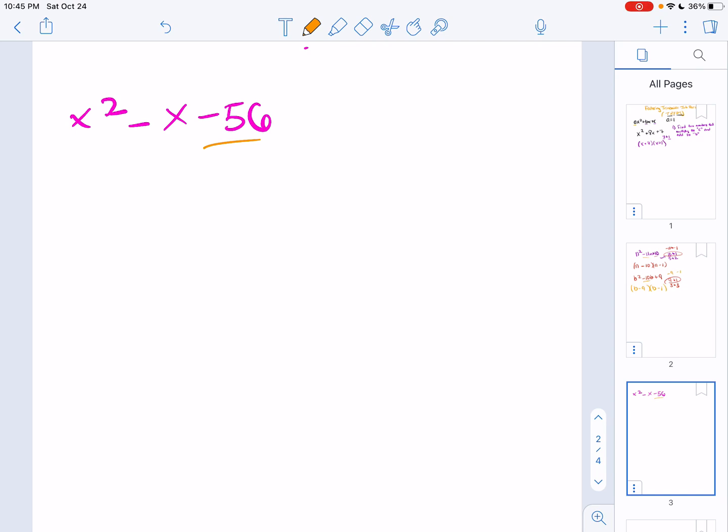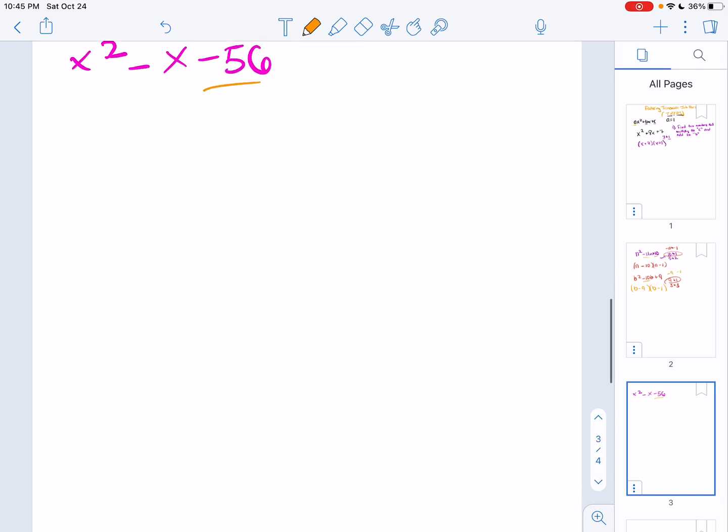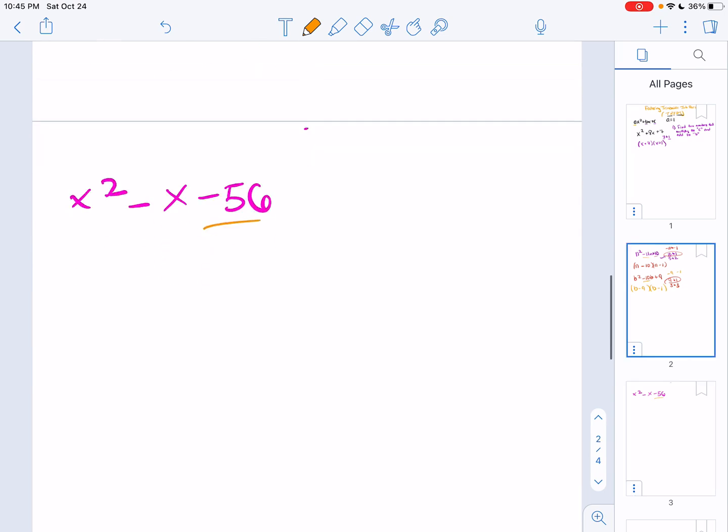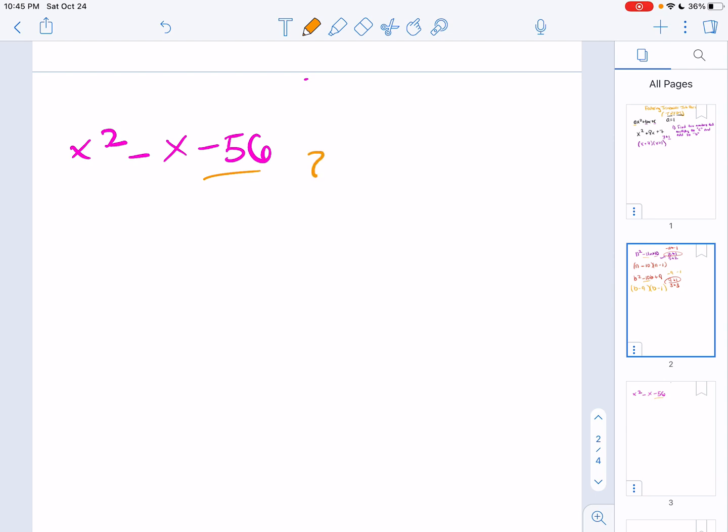So, just by looking at it, the factors of 56, we have 8 times 7. That's the first one that I think of. I'm sure everyone does as well. And actually that one happens to work. So, which one's going to be negative? The 8, because negative 8 times 7 is negative 56. And negative 8 plus 7 is negative 1. So we just write our factors, x minus 8, x plus 7. And that's really all it is.